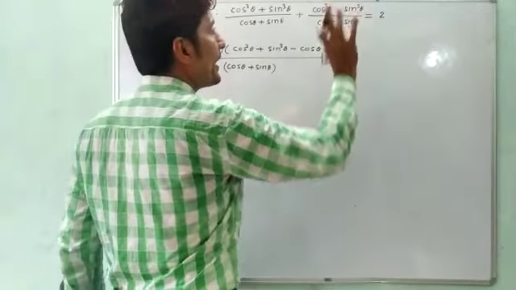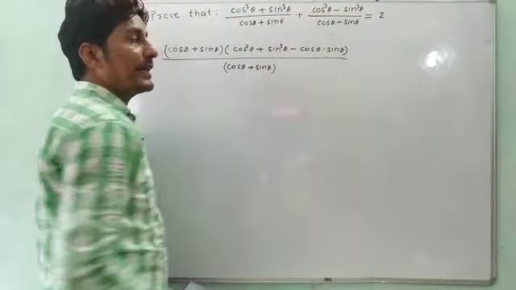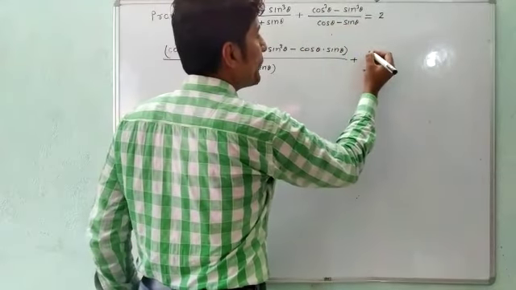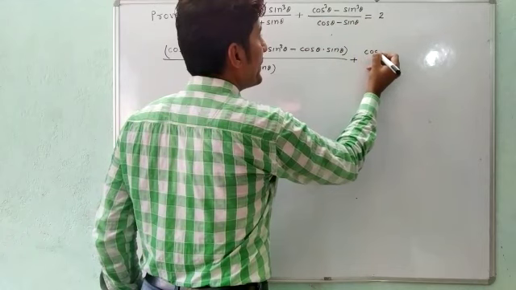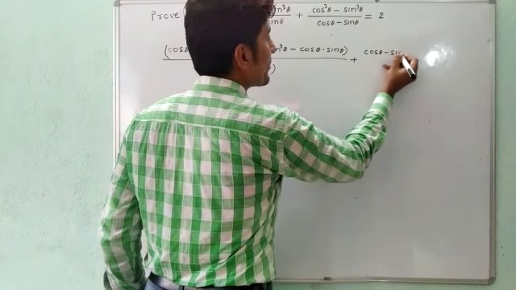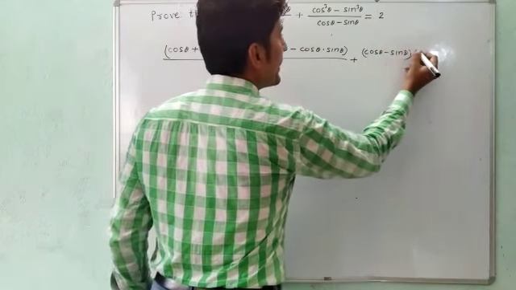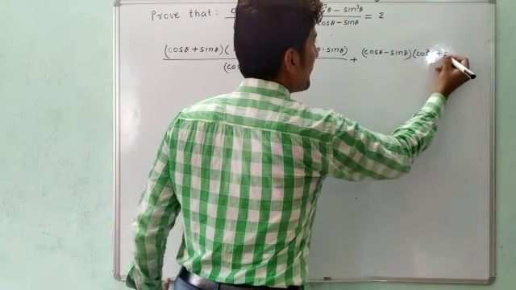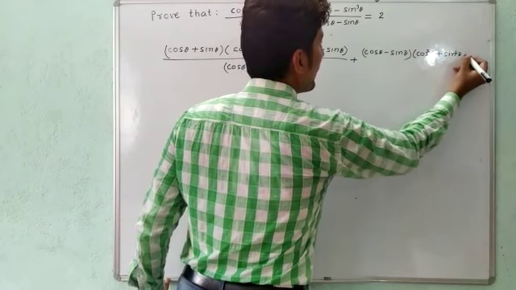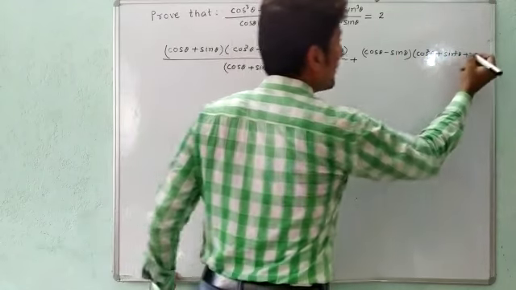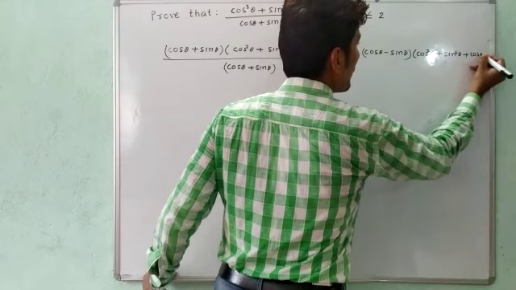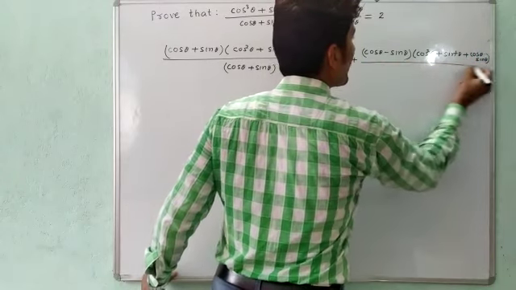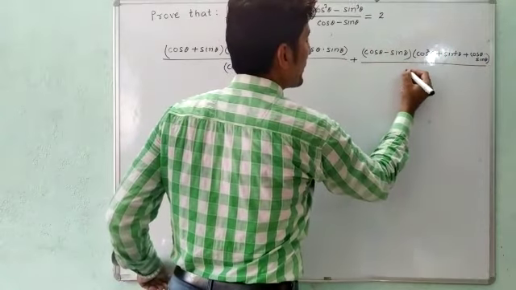Now this can be written in the same manner, but here we have to use a cube minus b cube. Plus will be as it is. A cube minus b cube is equals to a minus b means cos theta minus sin theta, then a square means cos square theta plus b square means sin square theta plus a into b means cos theta into sin theta. And whole is divided by cos theta minus sin theta.